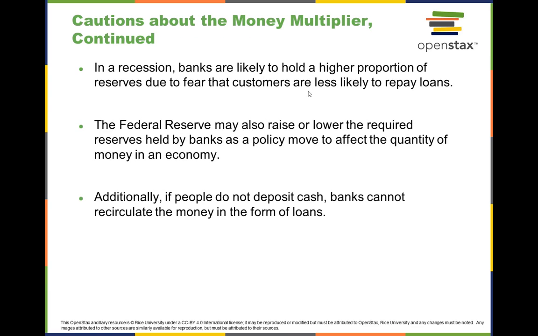In a recession, banks are likely to hold a higher proportion of reserves because they're afraid that customers are less likely to repay loans or that some of them might come to withdraw more deposits. The Federal Reserve might also raise or lower the required reserve held by banks as a policy move to affect the quantity of money in the economy. Additionally, if people do not deposit cash, banks cannot recirculate the money in the form of loans. So if people are getting cash and they're paying bills or keeping the money at home, then that can cause additional issues.